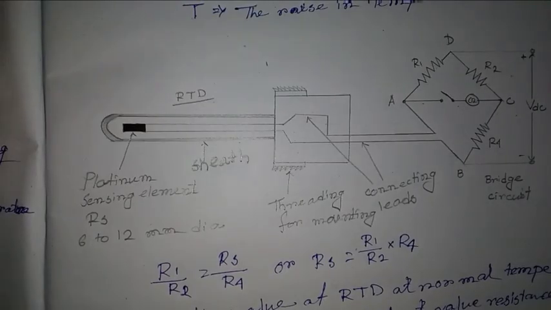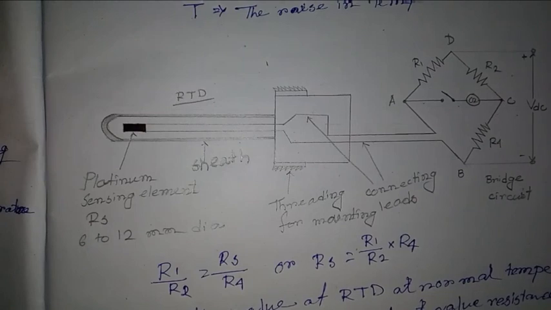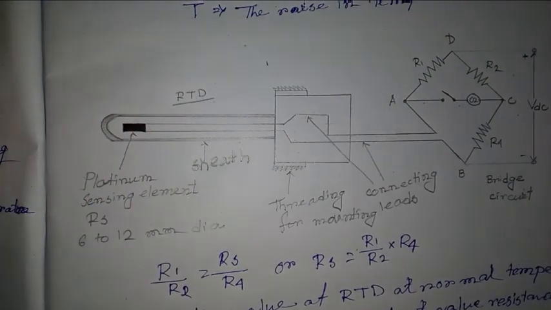The galvanometer's deflection can be calibrated in terms of temperature rise of the substance on which the RTD has been fixed. Thus, the RTD can be used to measure temperature from a distance.